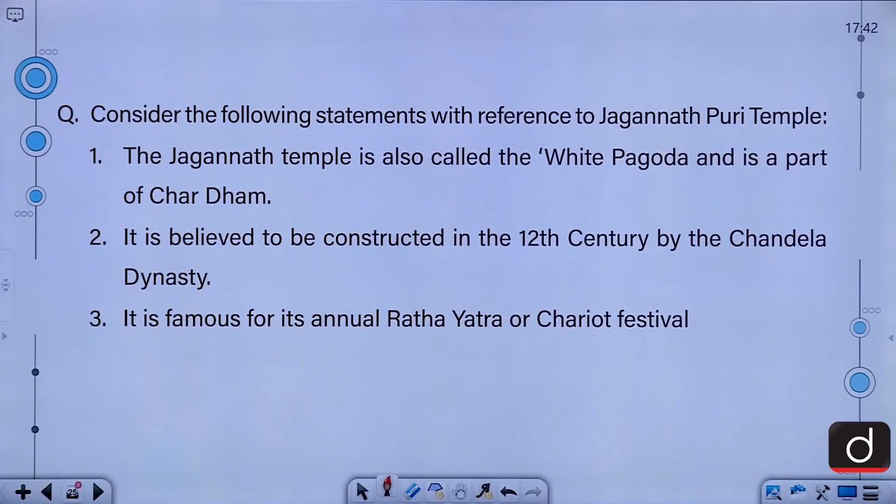Let's move on to our next question, please. Consider the following statements with reference to Jagannath Puri temple. 1. The Jagannath temple is also called the White Pagoda and is a part of Char Dham. 2. It is believed to be constructed in the 12th century by the Chandel dynasty. 3. It is famous for its annual Rath Yatra or chariot festival.